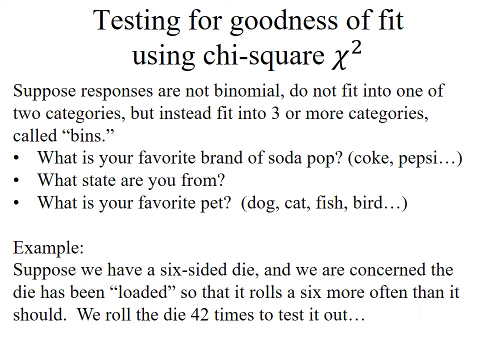All right, so here's a scenario. Suppose I have an ordinary die, a six-sided die, and I'm concerned that this die has been loaded in some way so that it's unfair. It rolls, in this case, more sixes than it should. What do I want to do? Well, let's roll this die out. Suppose I take this die and I want to test it out to see if I get more sixes than I think I should normally. So I roll the die 42 different times to test it out.